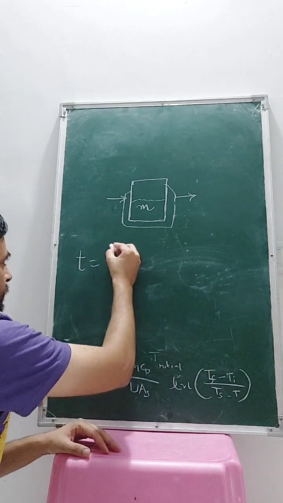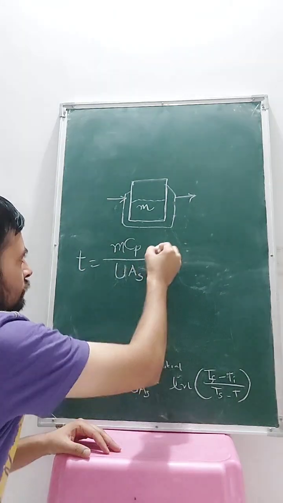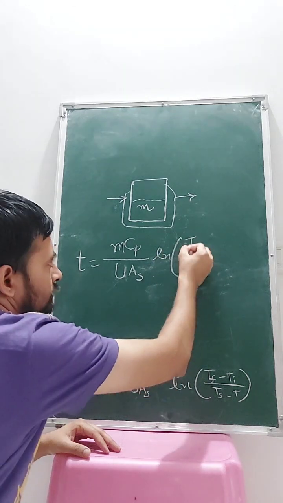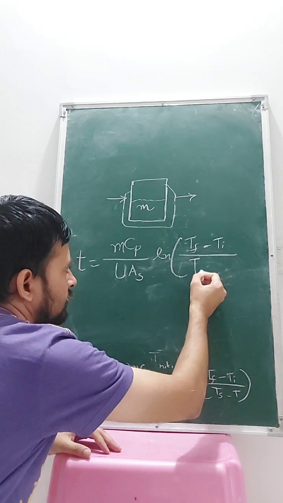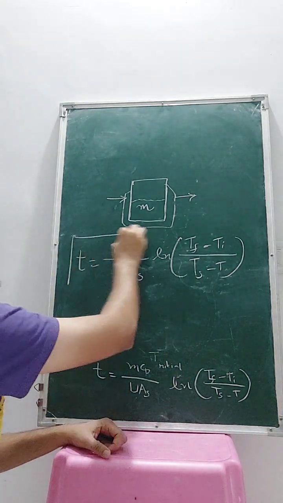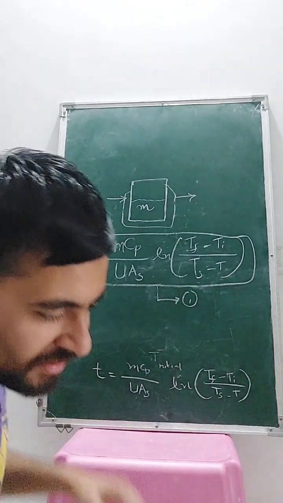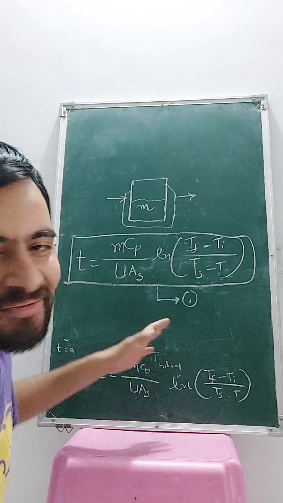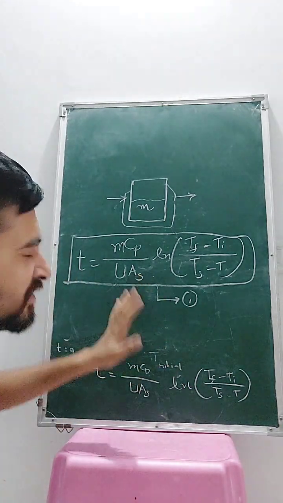So this is becoming Ts minus T. So this is the equation number 1. Now let me tell you guys that this is the equation for the steady state flow. But I hope that up to this you are understanding this concept.